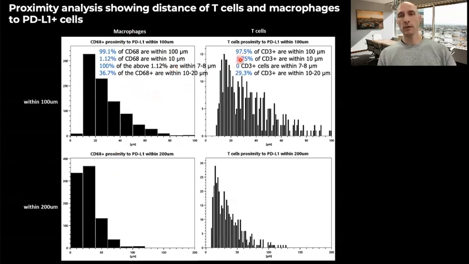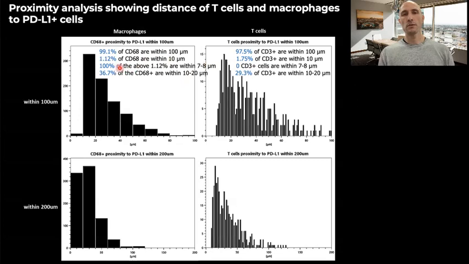97.5% of T cells are within 100 microns. So this is, I would say, quite similar between macrophages and T cells. And then you have that 1.12% of the macrophages are within 10 microns. We are zooming even closer. And then for T cells, you have that 1.75% of the T cells are within these 10 microns.